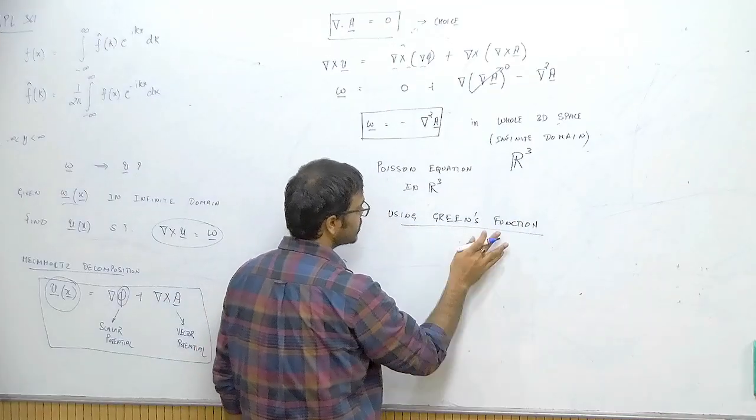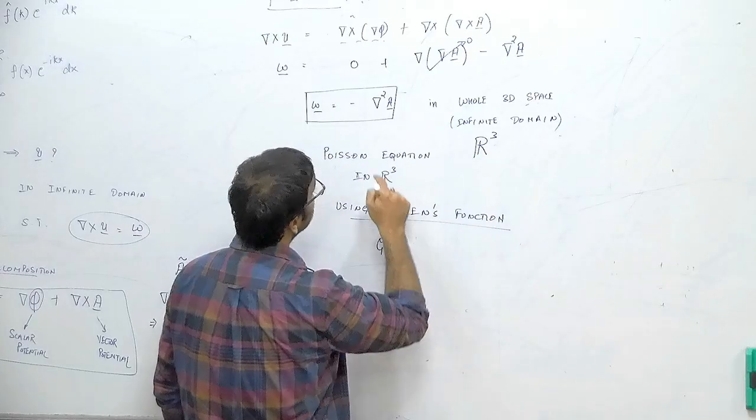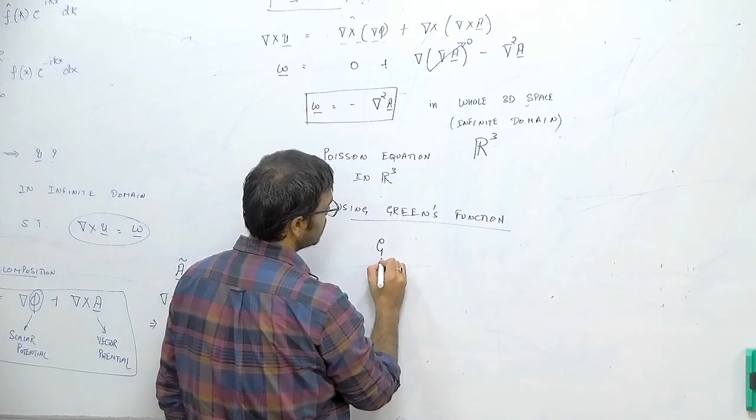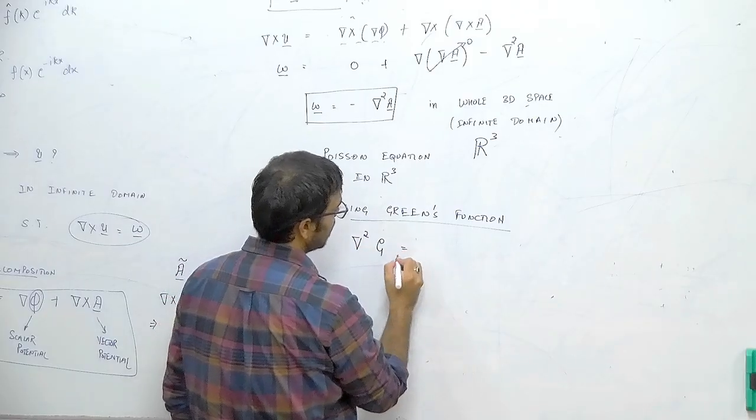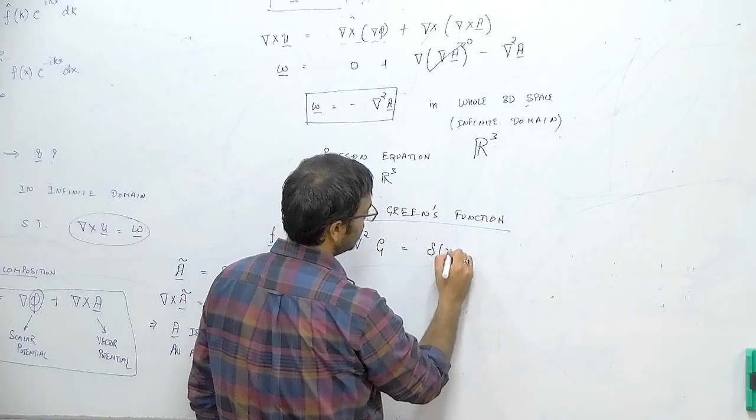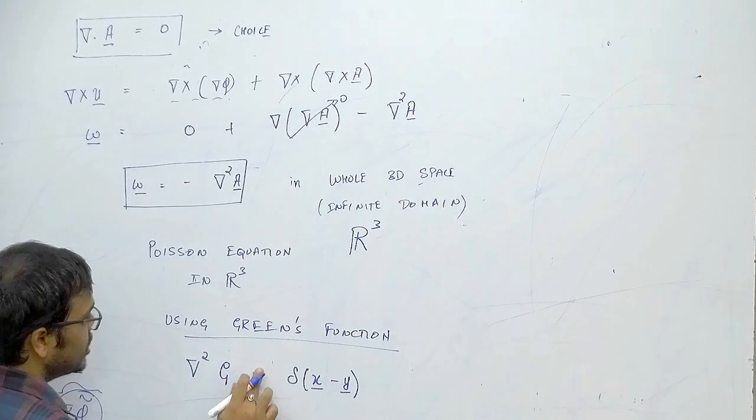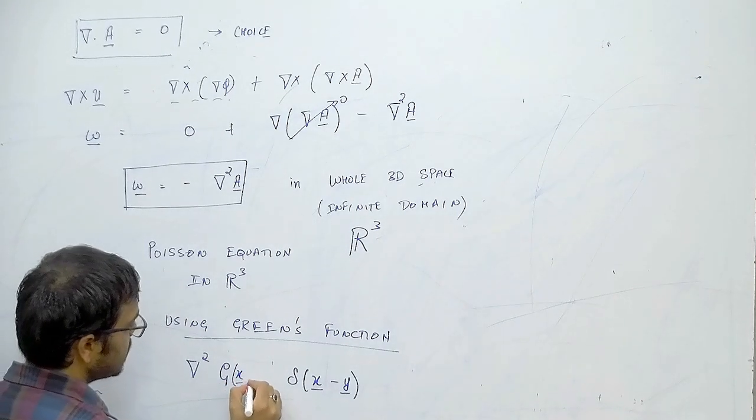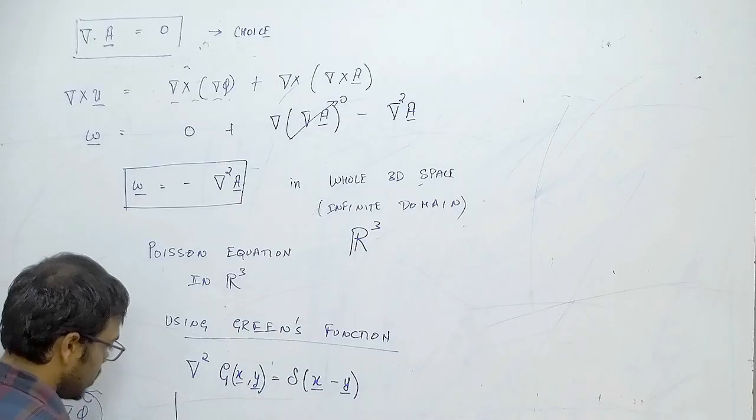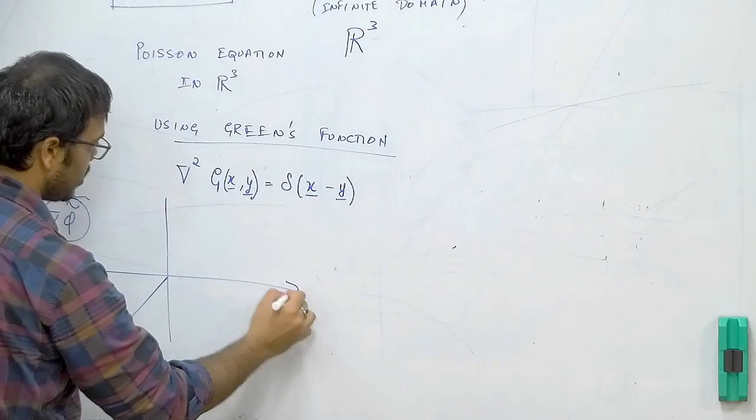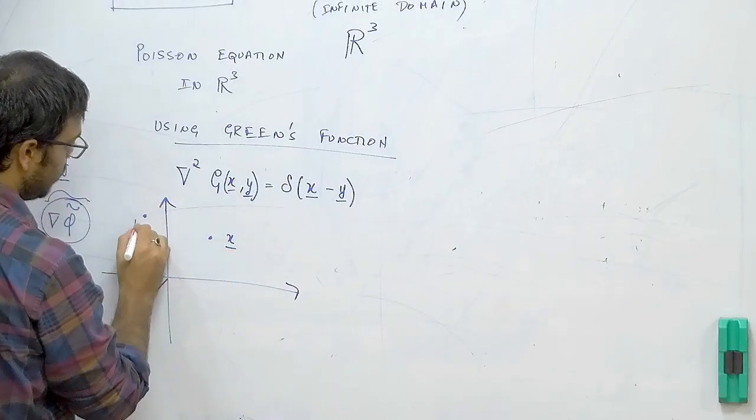Okay. So, first what is Green's function? Green's function is defined so that this g function is such that del square of g is actually delta of x minus y, where g is a function of x and y vectors, where y is another point in 3D space. Okay. So, this is like the x point and this is like the y point.